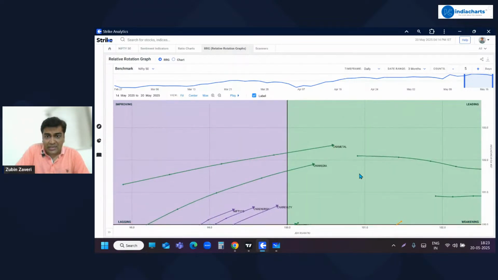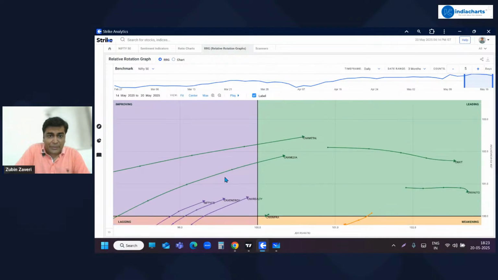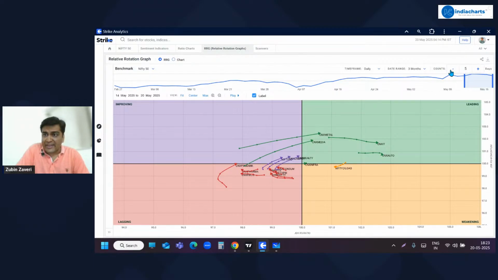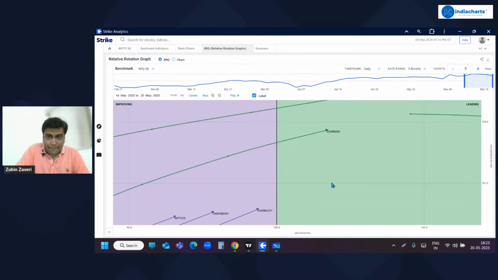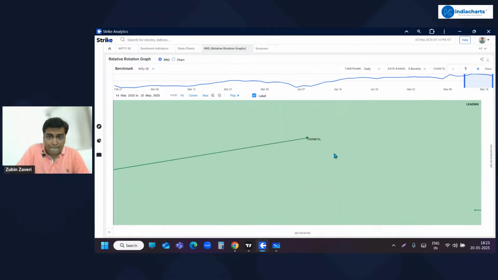Which are they? You can see CNX Media, it's sloping upwards. CNX Metal. So we have 5 data points over here. You can increase the days also. So this is a data point of the last 5 days. Today, let's check metal. What has happened in metal? You can see the RS ratio is 100.59.